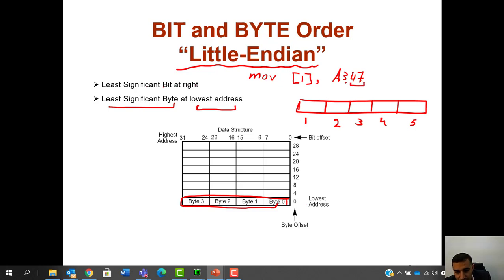This is a number containing 2 bytes. This byte, which is the least significant byte, will be stored at the lowest address. Which is the lowest address, 1 or 2? 1. So 47, then A3. So in the memory, you are going to find 47, then A3. It's the opposite of what you might think, that it will be stored A3 47. No, it is stored 47, then A3.